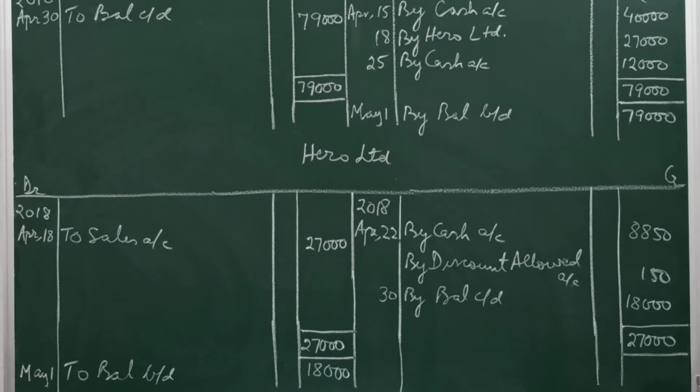Now 27,000 on the debit side is more than 9,000 on the credit side, so the difference will be balanced by writing by balance carried forward and May 1st to balance brought down. This shows it is a debit balance. Sales account shows credit balance.